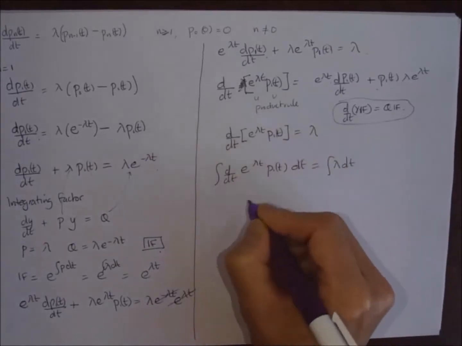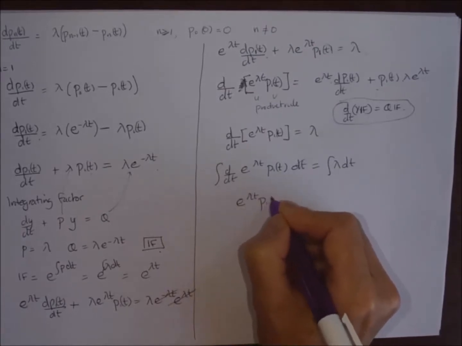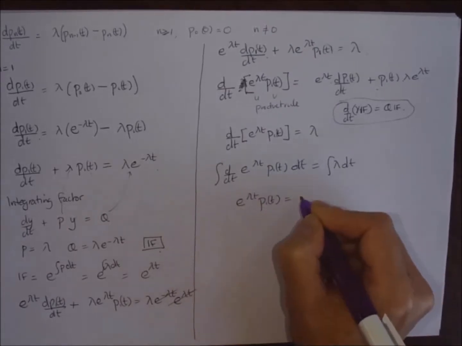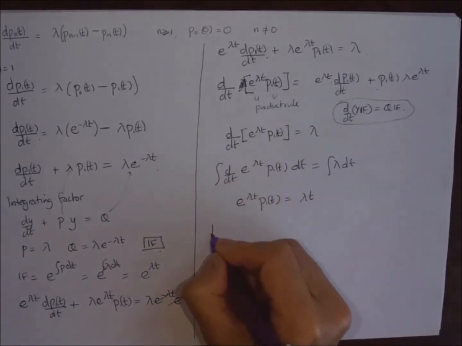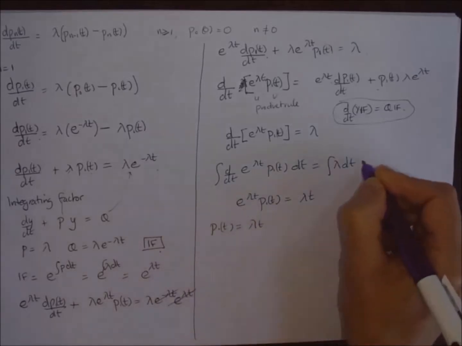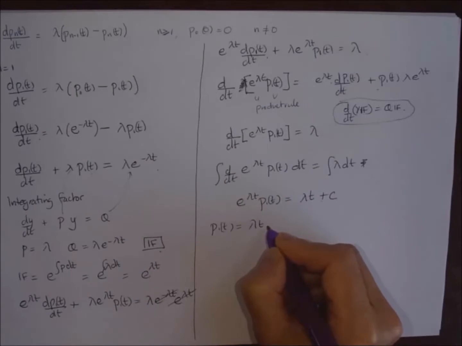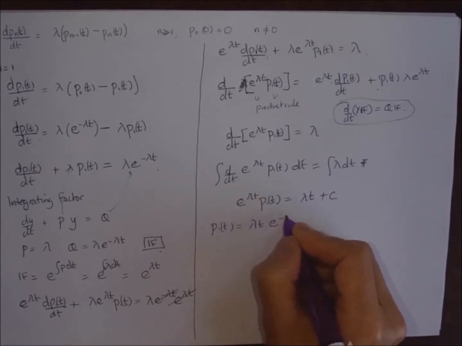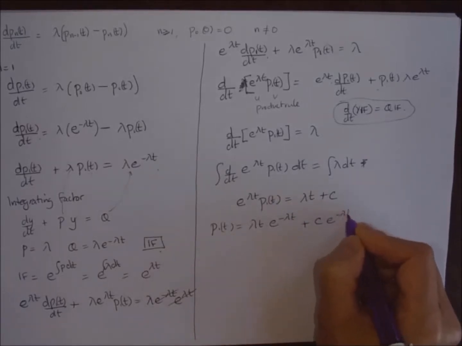So that cancels, and on the left hand side we have e to the lambda t p1 of t equals lambda t plus c. So p1 of t equals lambda t times e to the minus lambda t plus c times e to the minus lambda t.